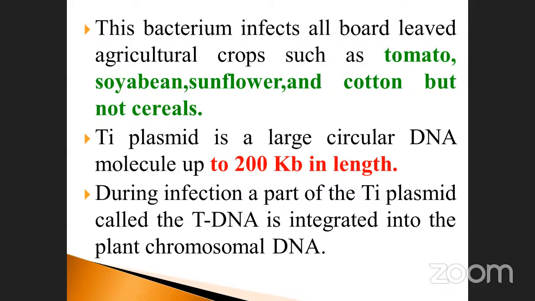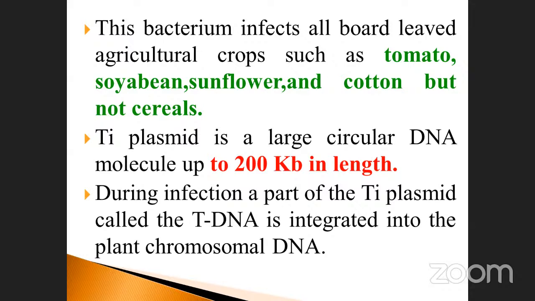And the next one: the TI plasmid is a large circular DNA molecule of up to 200 kilobase pairs in length. This is another important point about TI plasmids. Then, what will be the mechanism? See how it acts on the plant. During infection, a part of the TI plasmid called T-DNA is integrated into the plant chromosomal DNA. Already we know all about that.